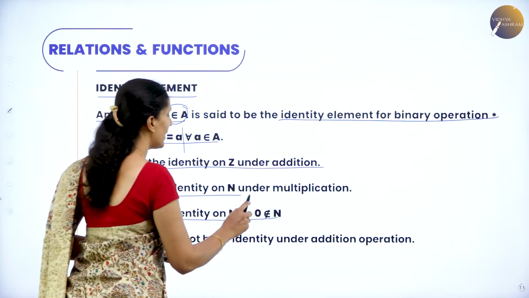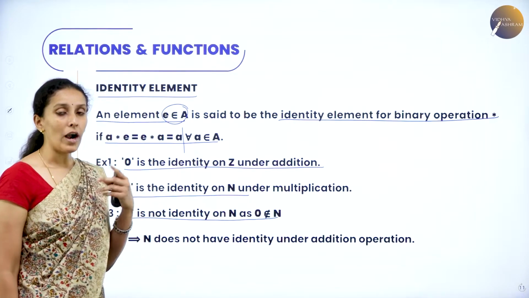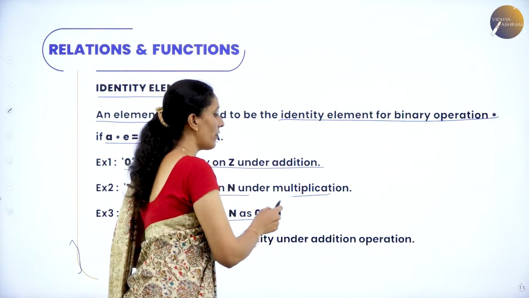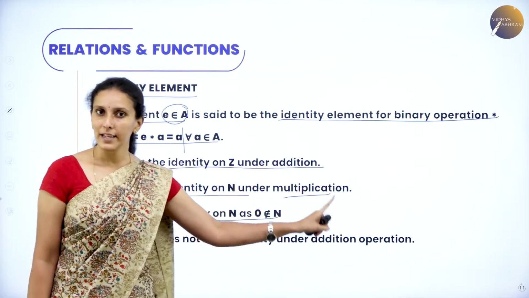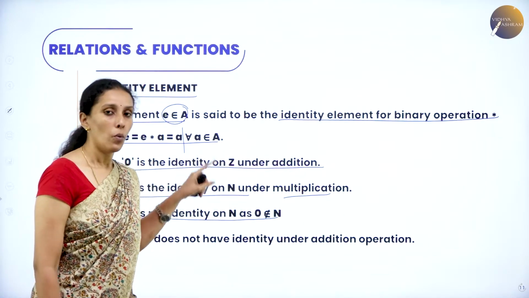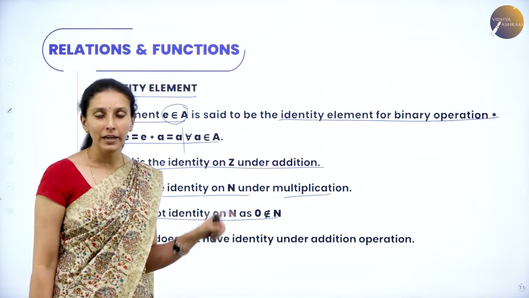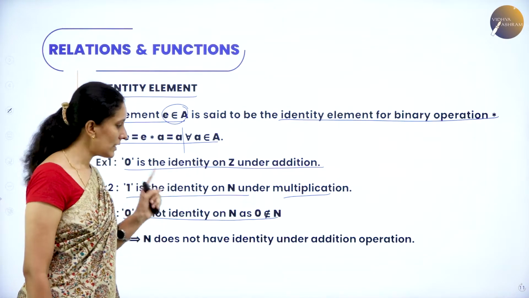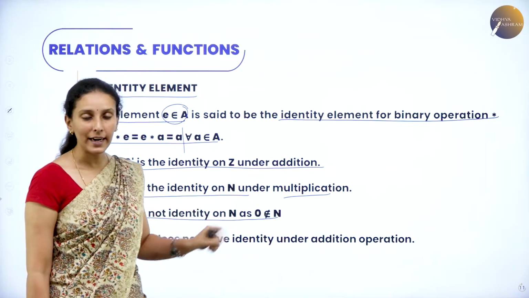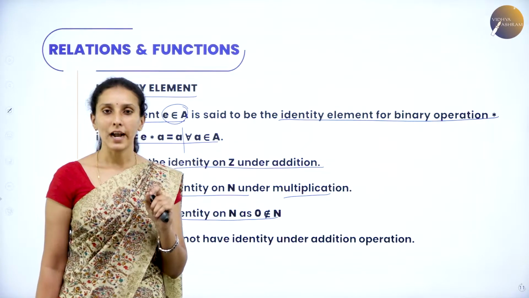Next, 1 is the identity on N under multiplication. So when you multiply any number with 1, you will get back the same number. So therefore we call 1 the identity element in N under the binary operation multiplication. 0 is the identity on Z under the binary operation addition.